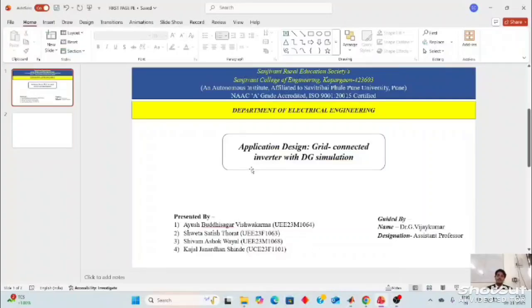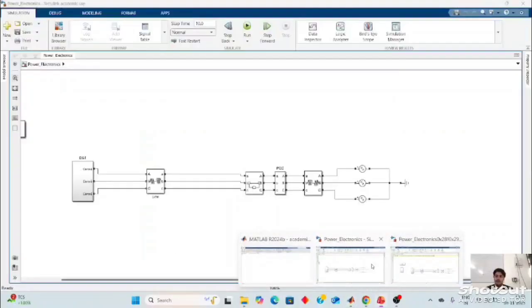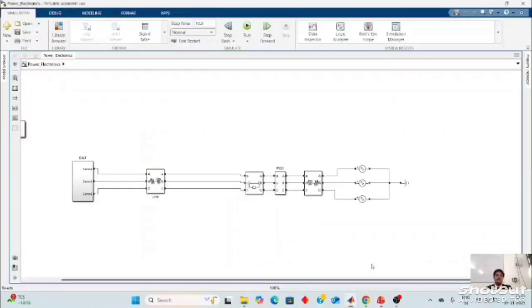Everyone. Today we are going to see the application design of a grid connected inverter with DG simulation, which is our CI activity of the power electronics subject. So let us see the simulation. So this is the main simulation, which is a block diagram.